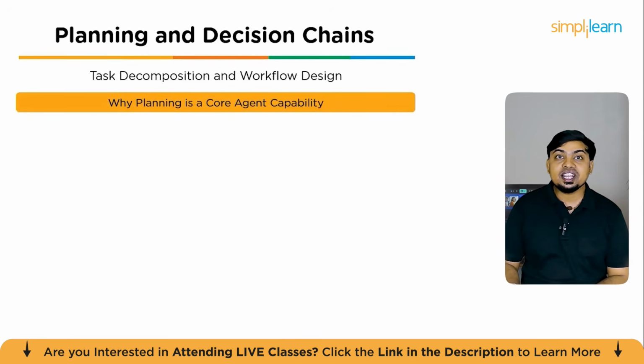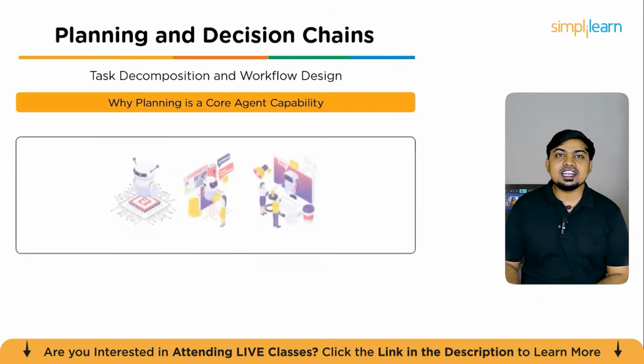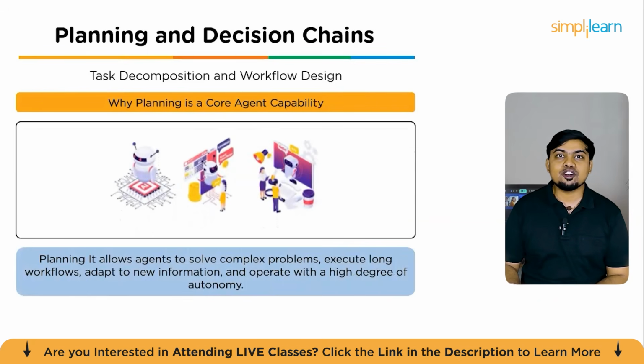Planning is a core agent capability. Ultimately, planning transforms AI systems from reactive responders to strategic problem solvers. It allows agents to solve complex problems, execute long workflows, adapt to new information, and operate with a high degree of autonomy. If memory gives agents experience, planning gives them direction. Together, these capabilities form the foundation of intelligent AI automation.